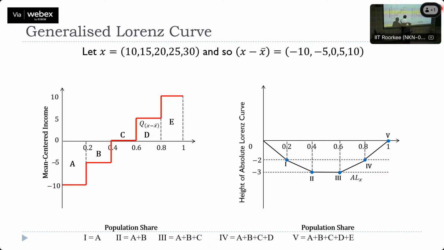So if an absolute Lorenz curve is higher, it will reflect less inequality or more equality. This is the perfect equality line. If you move up, that means it's more equal. Make sense? This is perfectly equal because you will have a distribution where this area is 0, 0, 0, 0, 0, and so on.